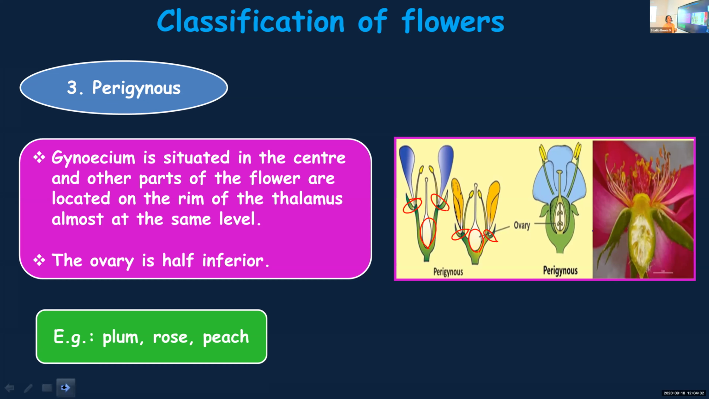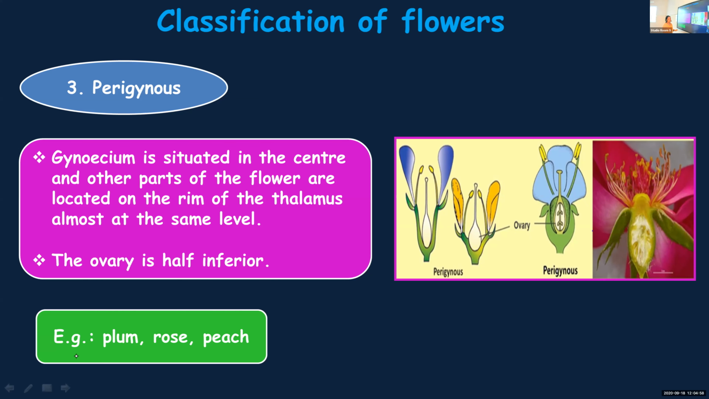So that is about the classification of flowers based on the position of their sexual organs, mainly based on how these androecium, gynoecium and even other appendages are arranged. Any doubt? Ma'am, can you explain this perigynous? Okay.